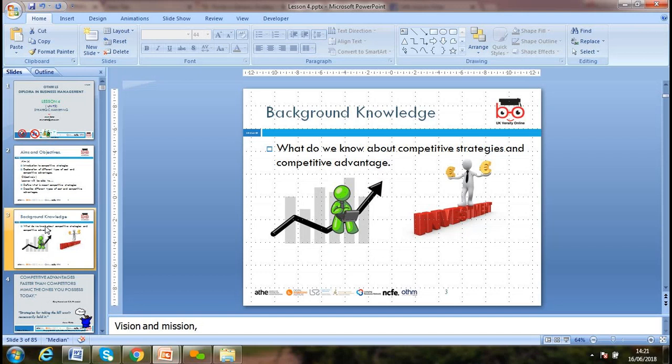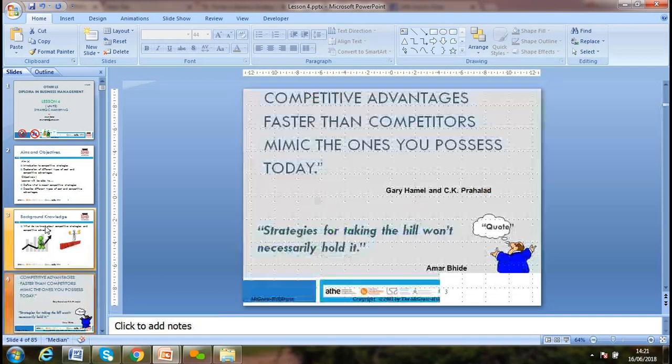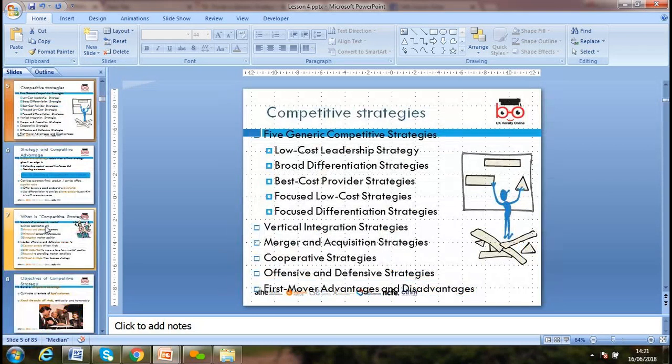So we are discussing the competitive advantage. Competitive advantage means the advantage we have over the competitors. So first today we are discussing the competitive advantage over the competitors. Different types of strategies we can use to obtain the competitive advantage for the organization.